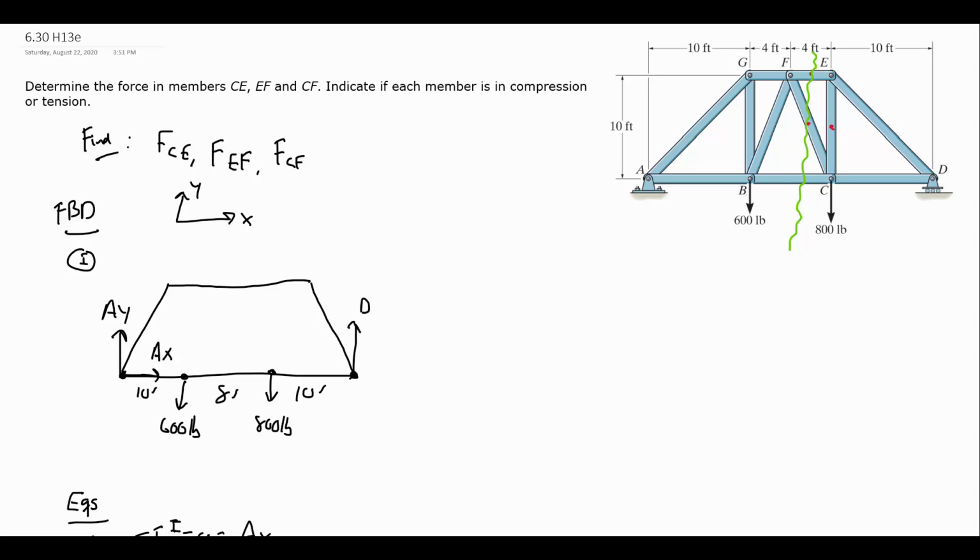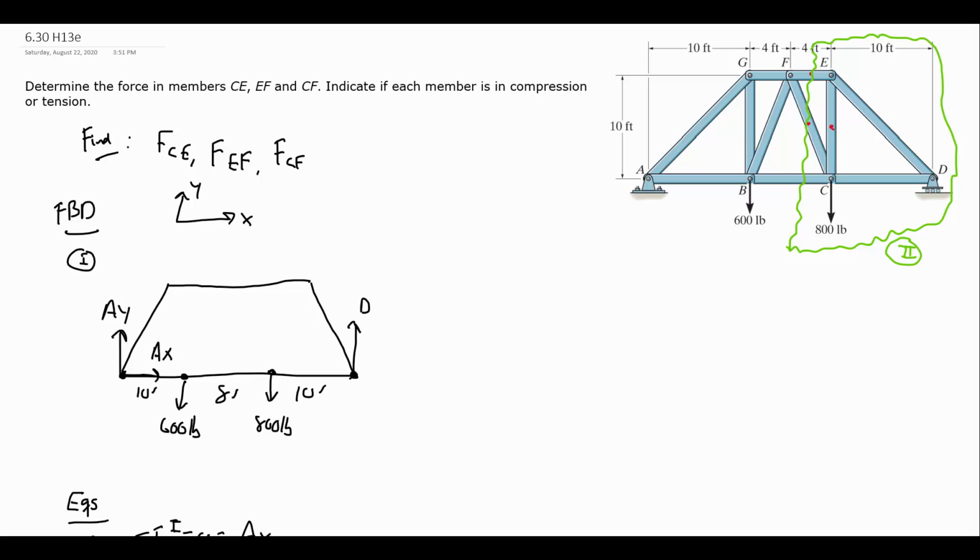And what we want to do is take everything to one side of our cut or the other. As a rule of thumb, I would want to take the side that has less going on. So that would be taking everything to the right. So this, in the green, is going to be our section cut. I will call this cut 2, and that will be our second free body diagram then.